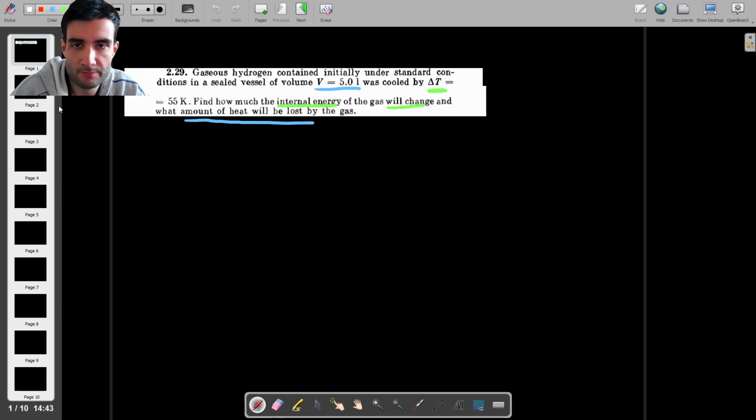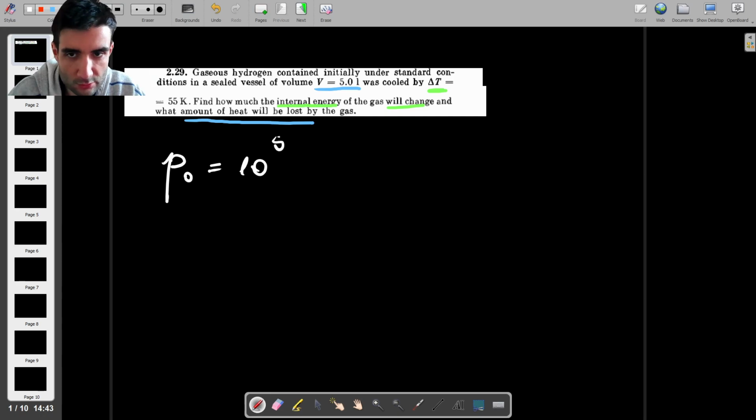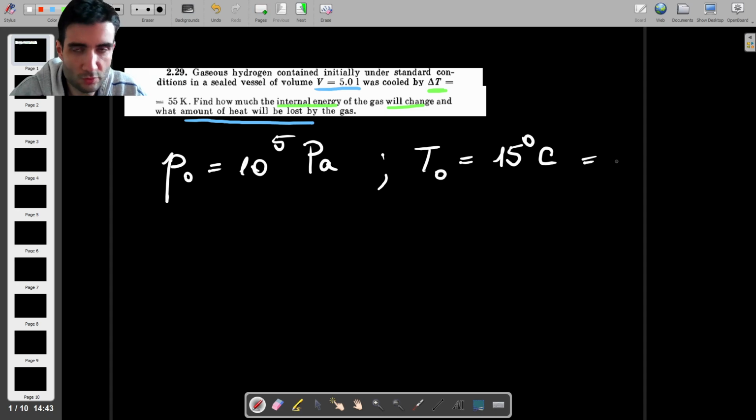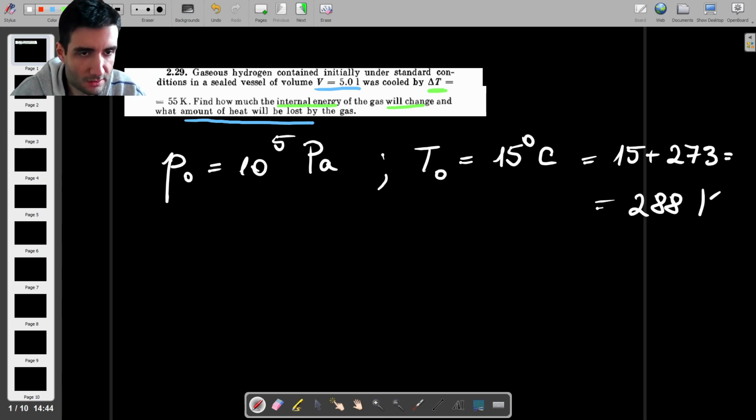Okay, now first of all, we have to look at the fact that the question is specifying standard conditions. So standard conditions usually means that you have a pressure which is 1 atmosphere or 10 to the power 5 pascals. That's the normal atmospheric pressure at sea level. And then we have the standard temperature at sea level, which is about 15 degrees Celsius, or you add 273 to get the Kelvin value, so that's 288 degrees Kelvin.